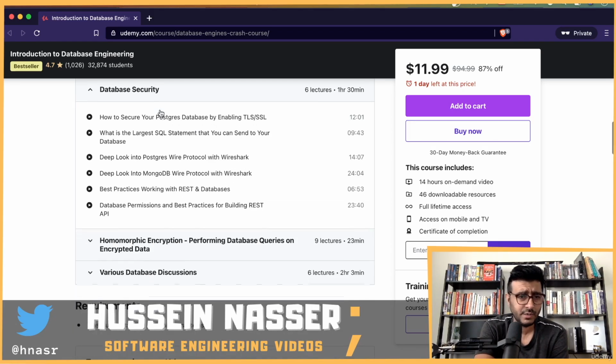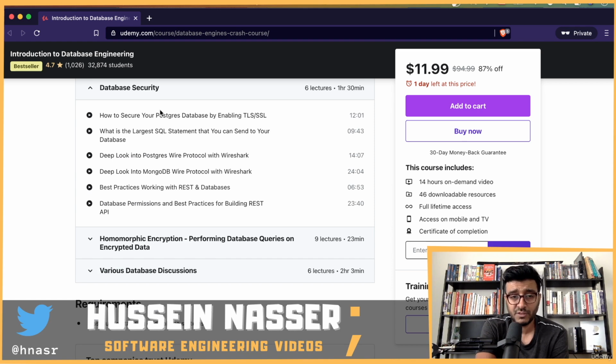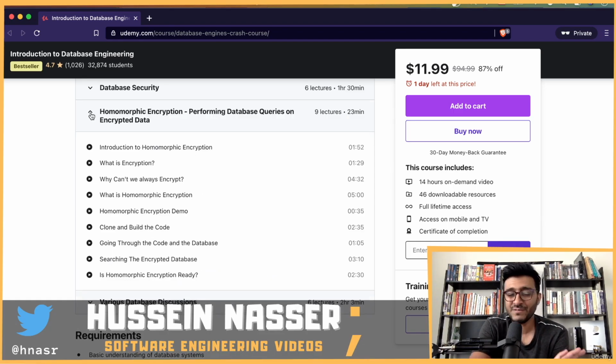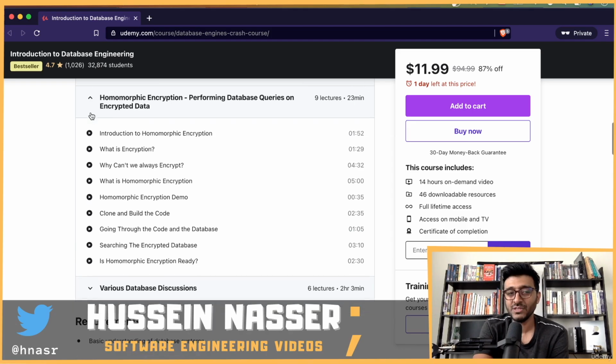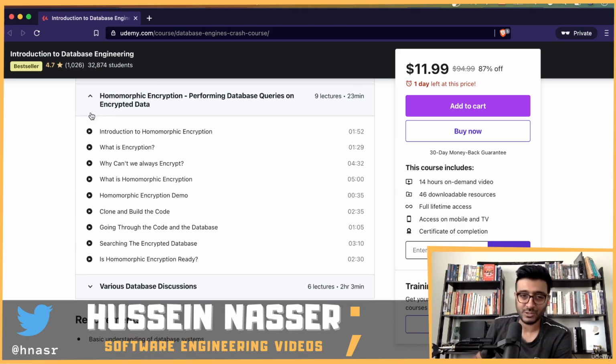Database security, again, another very powerful feature. Like, what does it mean for the database to be secure? Really, what does it mean? So we try to demystify some of the stuff here. You will not find anything about this anywhere. This is technically really exclusive.